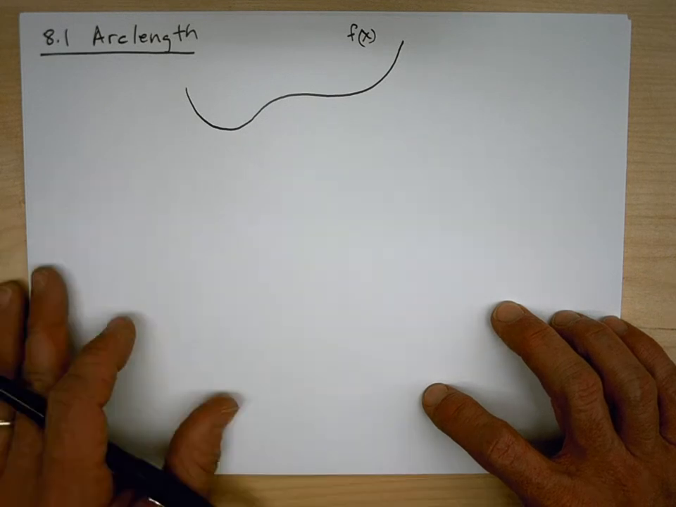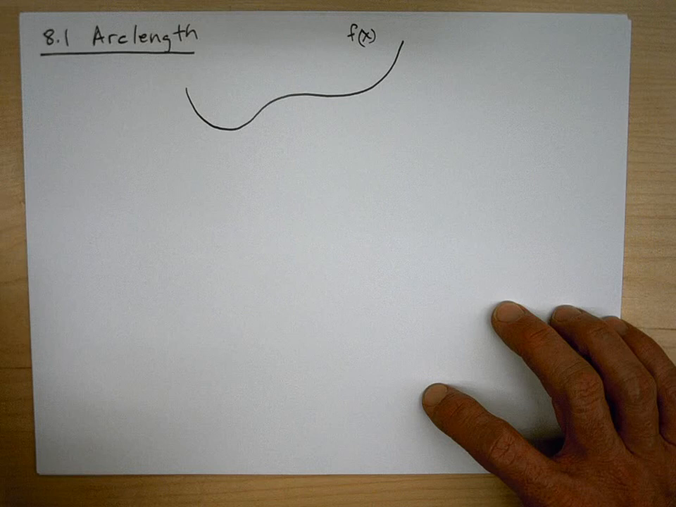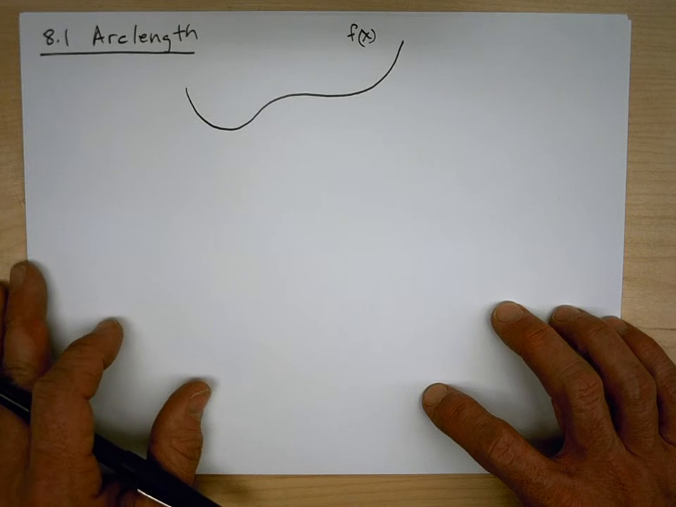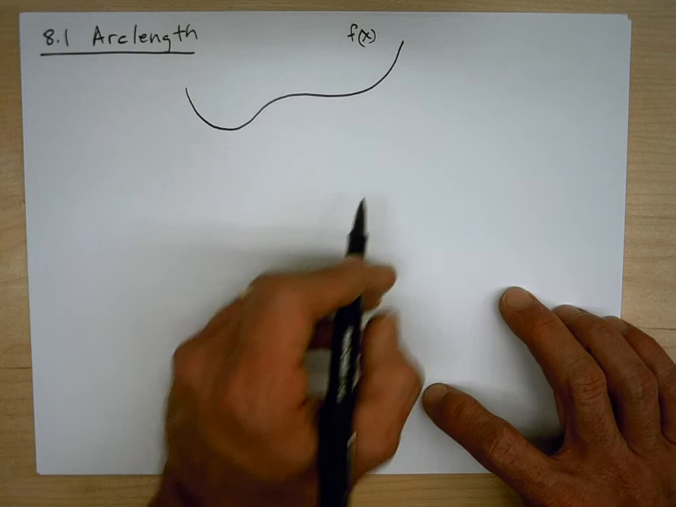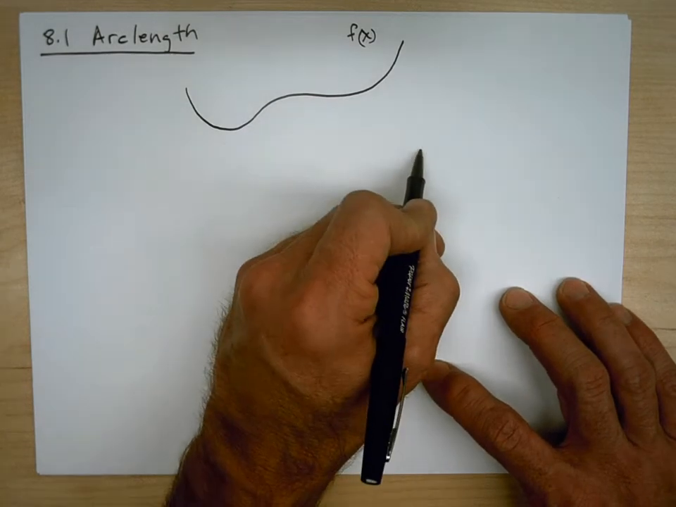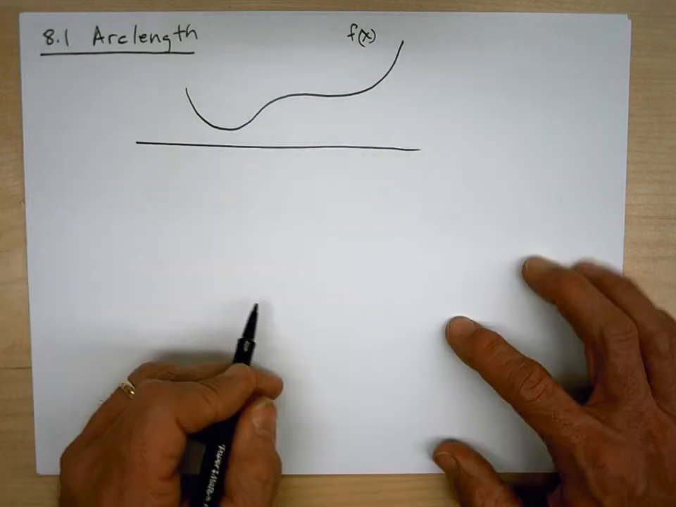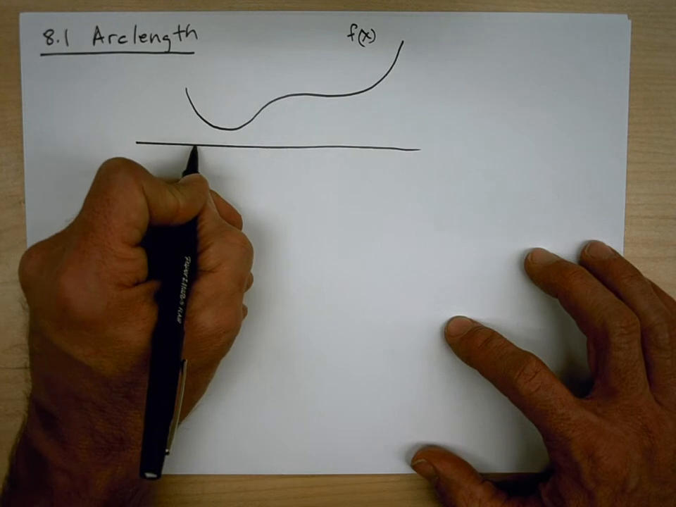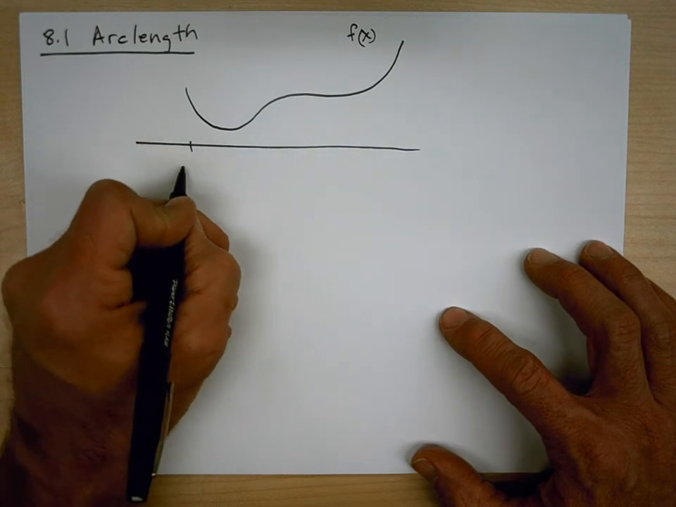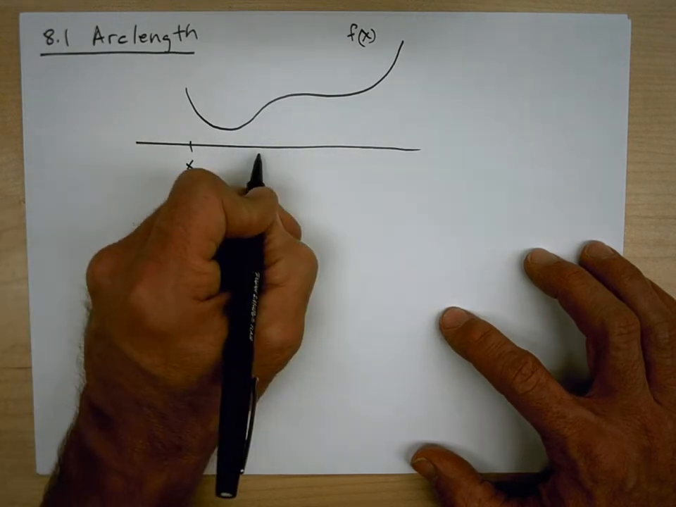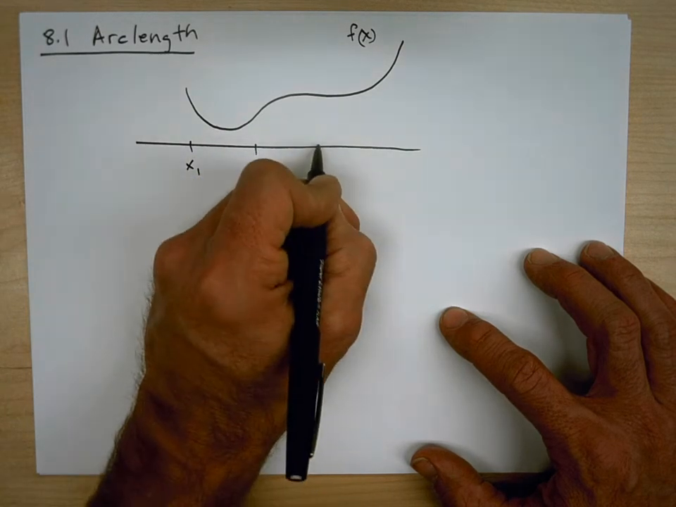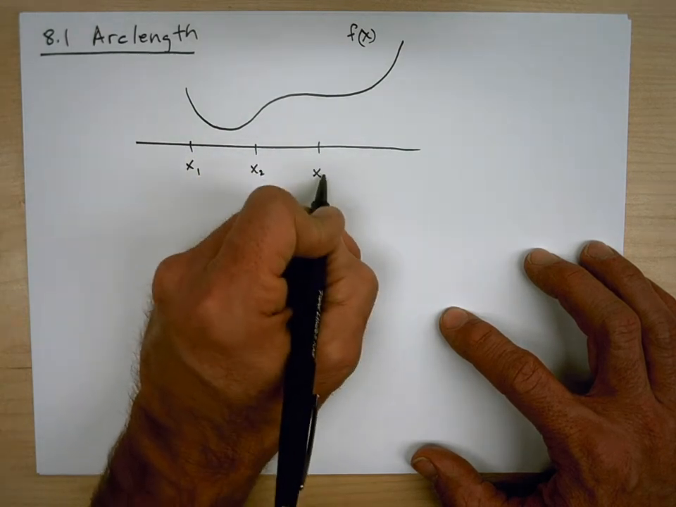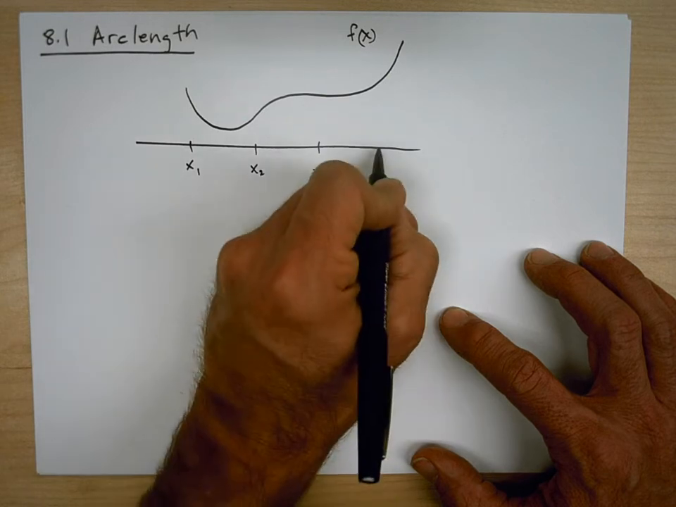I think it's better to understand where formulas come from than to just have them handed down from on high and then try to use them. So I've just drawn a little curve here, and I'm going to call the curve f of x, and I'm going to show you how we begin. If we put this on the x-axis and pick a few points, let's call this x1, and we might call this x2. Try to keep them somewhat evenly spaced, although that's not strictly necessary.